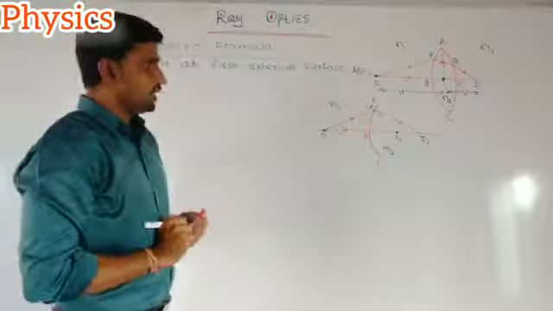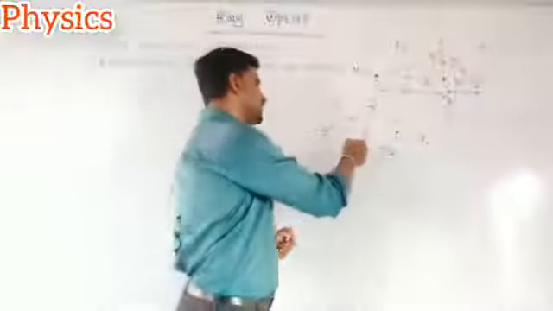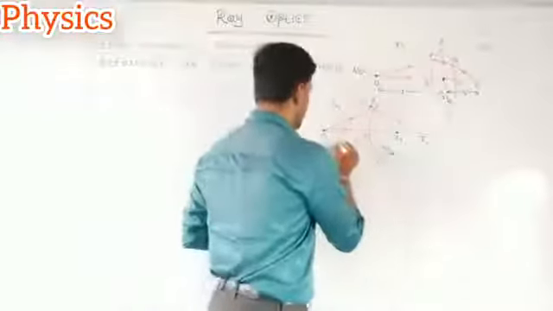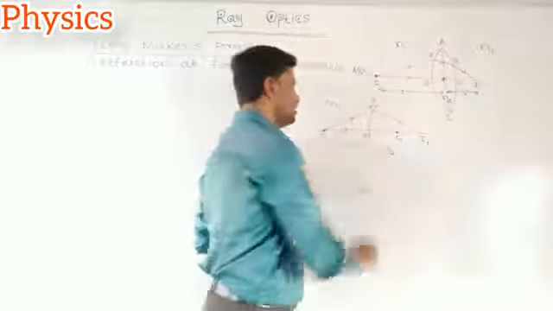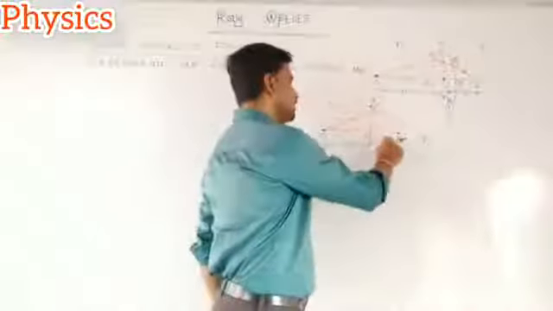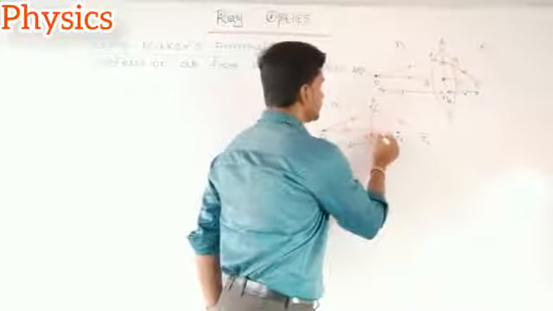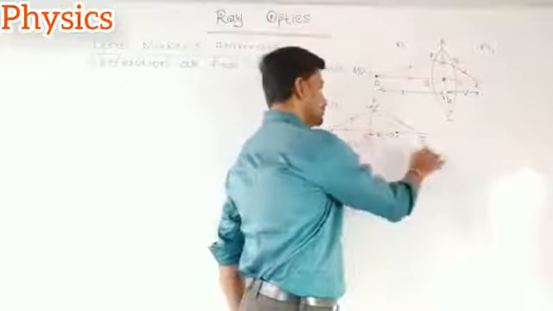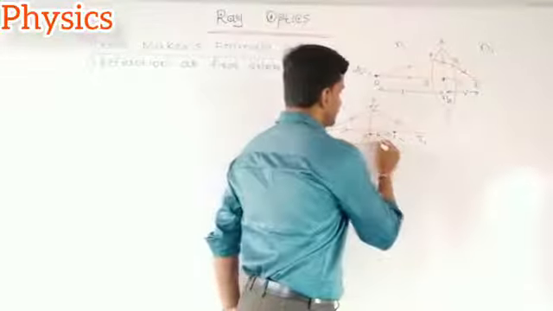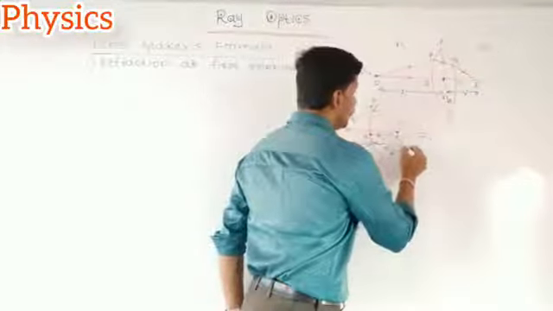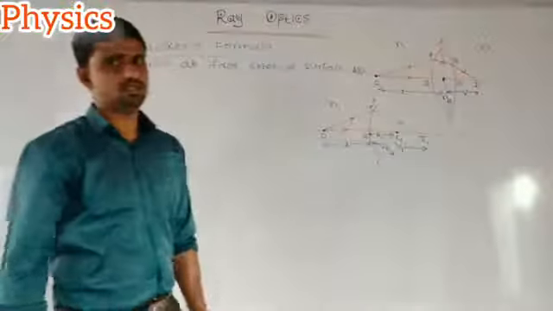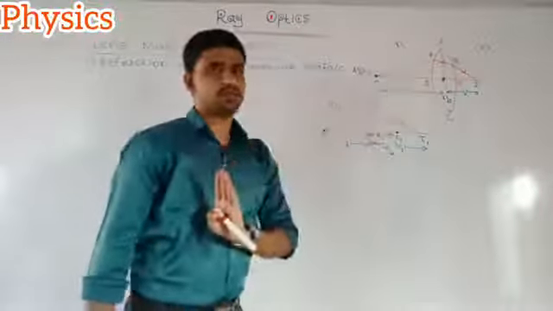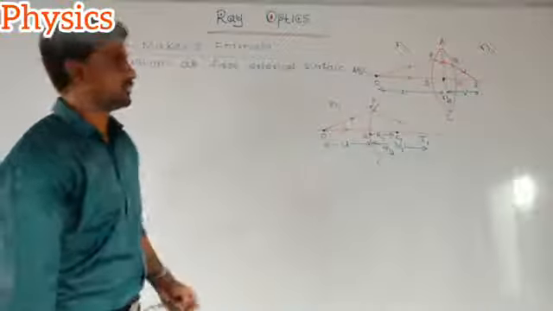Now we will draw the distances. First I am taking the distance from the pole to the object. That gives the object distance, which I am taking as U. And the distance from the pole to the center of curvature gives the radius of curvature, that one is R1. And the distance from the pole to the image I1, that distance I am taking as V1 for the first spherical surface. Here I am not taking V, I am taking V1 because it is just for the first spherical surface. Refraction at the first spherical surface.